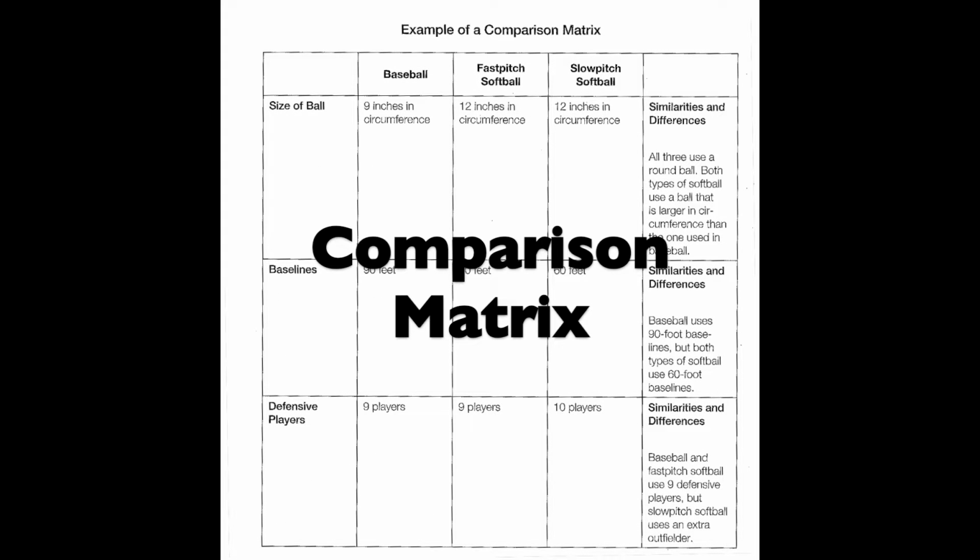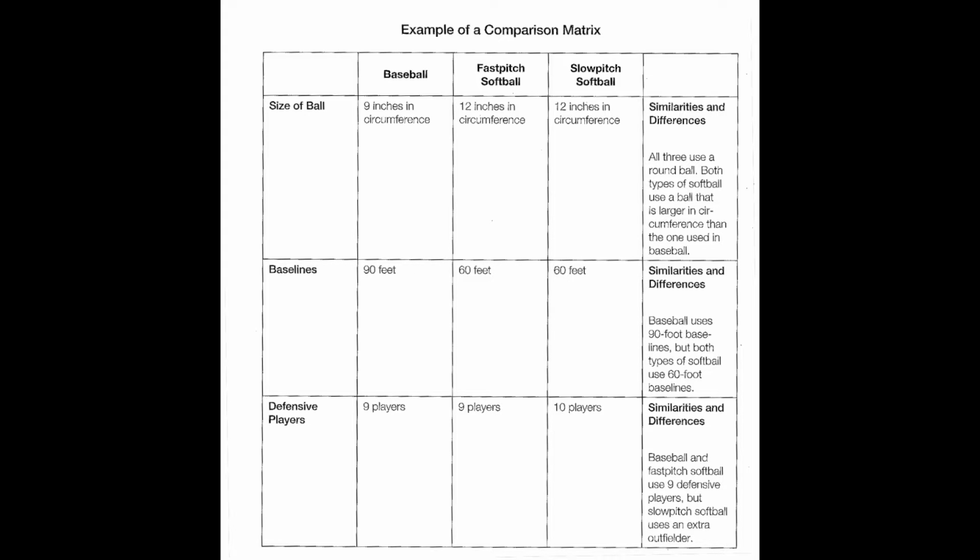A more formalized way to reinforce students' work with comparison involves the use of a matrix in which items being compared are listed at the top of the matrix and questions about areas of similarity and difference are listed vertically on the left side of the page.